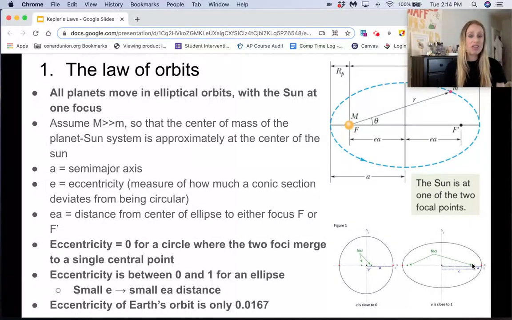And then for the Earth's orbit, the eccentricity is only about 0.0167. So basically what this means is, yes, the Earth's orbit is an ellipse. However, the eccentricity is so small that it's very, very close to a circle. So that's why we can model the orbits of the planets as circles instead of ellipses.